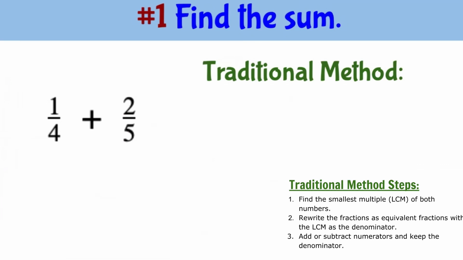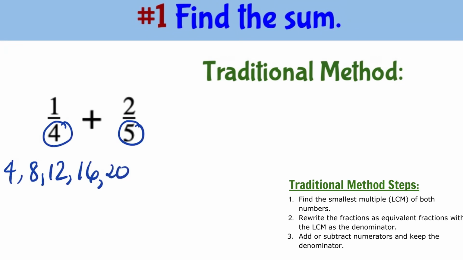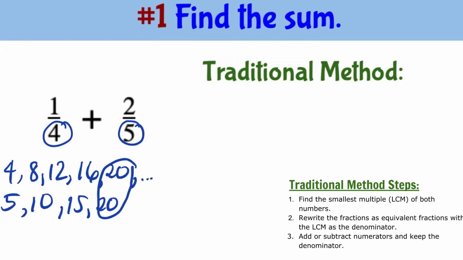The first step in this method is to find the least common multiple of the denominators 4 and 5. The multiples of 4 are 4, 8, 12, 16, 20, 24, and so on. For the multiples of 5, we have 5, 10, 15, 20. So we know that 20 is the least common multiple of these two denominators.